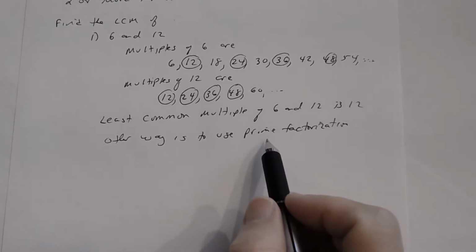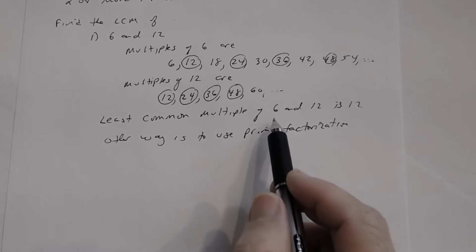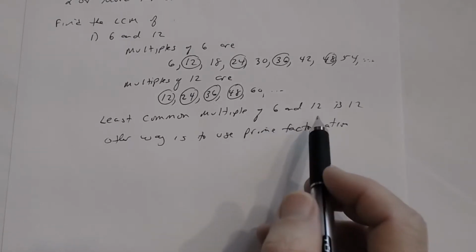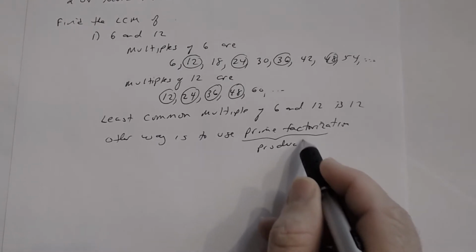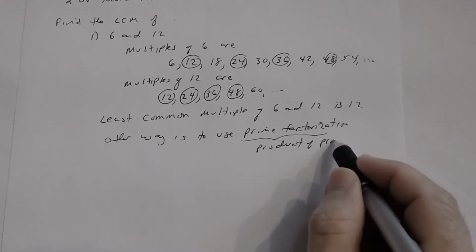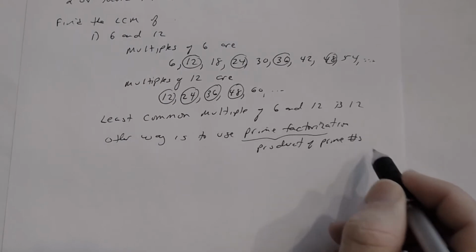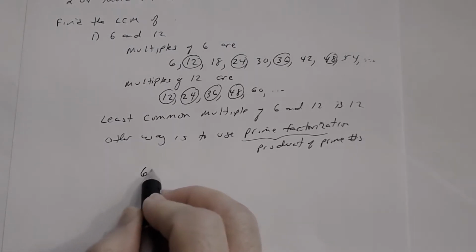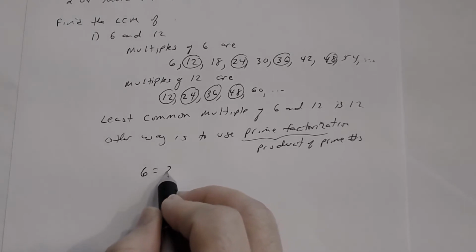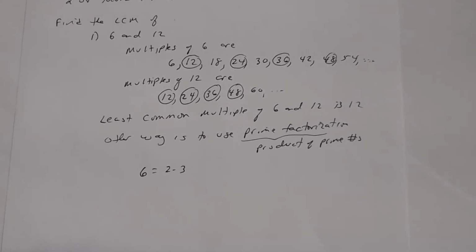Now remember what prime factorization means. It means that we're going to write each of the numbers 6 and 12 as a product of prime numbers. That's what that means. So right away, the prime factorization for 6, most of you already know, is 2 times 3, because 2 is a prime number and 3 is a prime number.